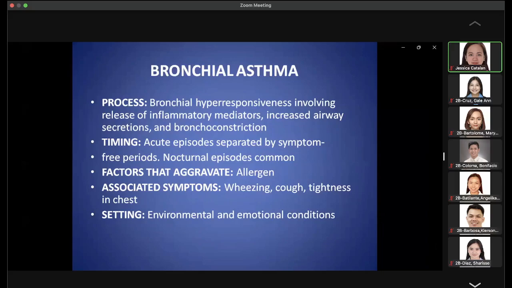So the associated symptoms from a bronchial asthma attack are the following. So wheezing, cough, and tightness in chest or difficulty in breathing. So in a setting of environmental and emotional conditions. So common triggers would be your house dust mite, pollens, smell of your perfume, chemicals, emotional conditions. So stress can trigger asthma. Laughter, extreme laugh can trigger asthma.